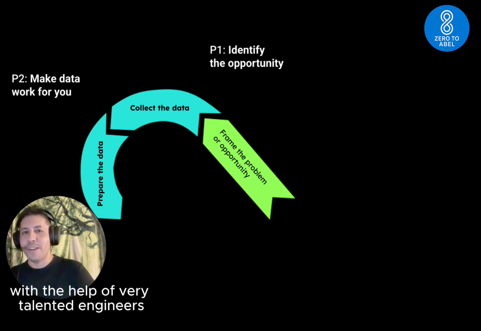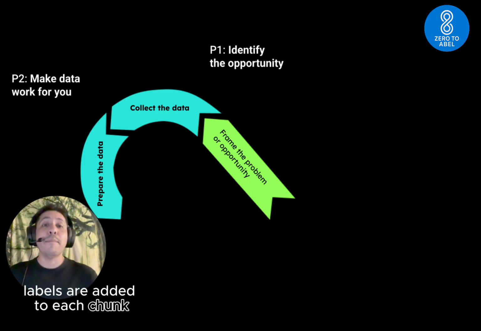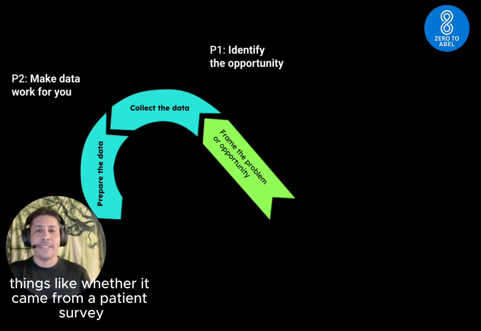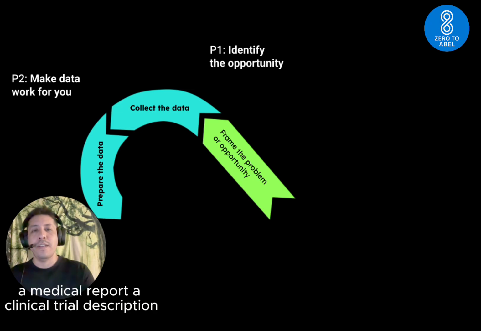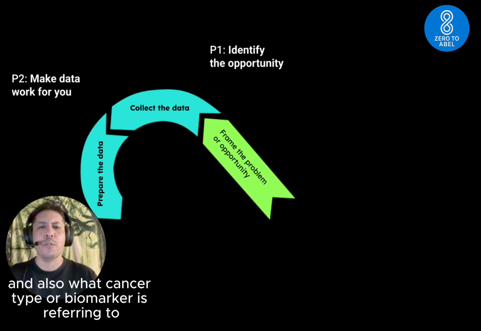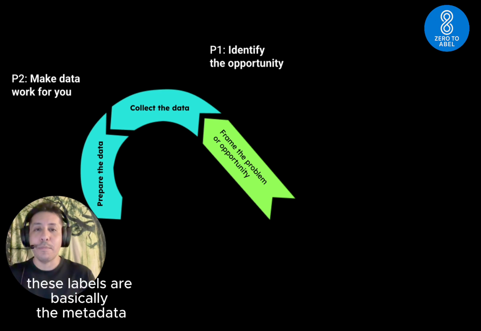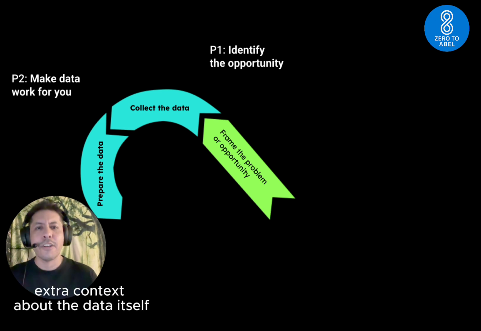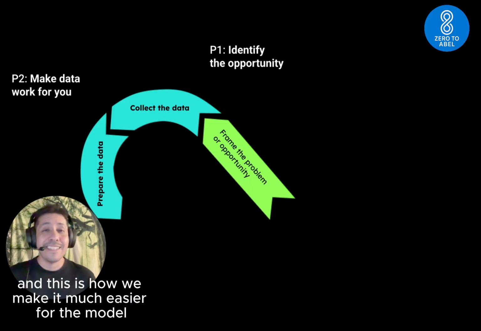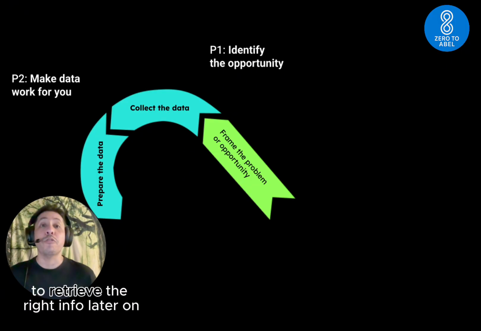Then, with the help of very talented engineers, labels are added to each chunk. Things like whether it came from a patient survey, a medical report, a clinical trial description, and also what cancer type or biomarker it is referring to. These labels are basically the metadata, extra context about the data itself, and this is how we make it much easier for the model to retrieve the right information later on.